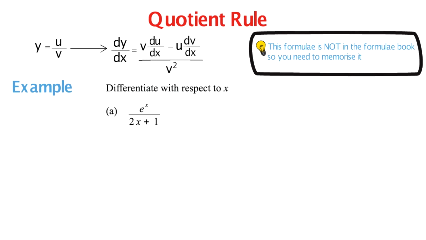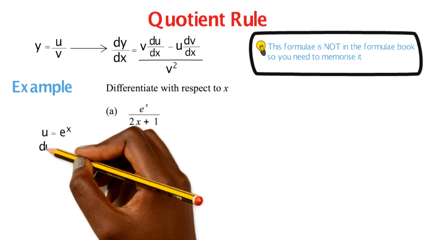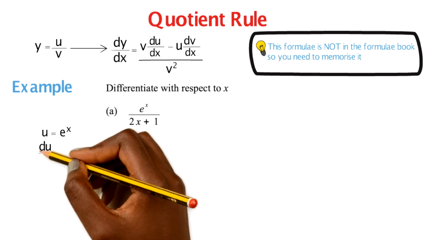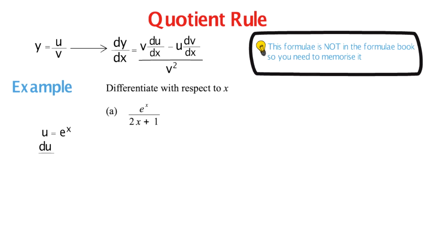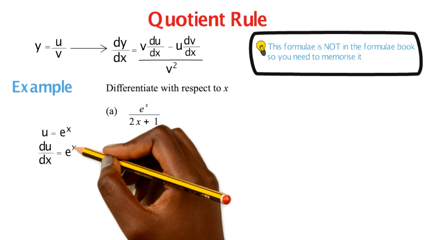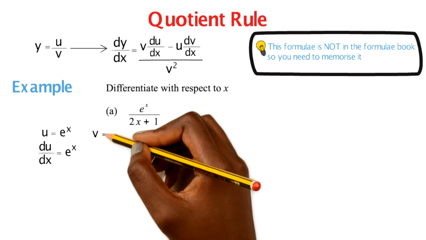So we've got to differentiate e to the power of x over 2x plus 1. So I'm going to make my u equal to e to the power of x. And I'm going to work out the derivative of u, which, if you remember from my exponentials or logarithms video, or if you just remember, the derivative of e to the x remains the same. So that's just that. I'll put the link above to refresh your memory on that.